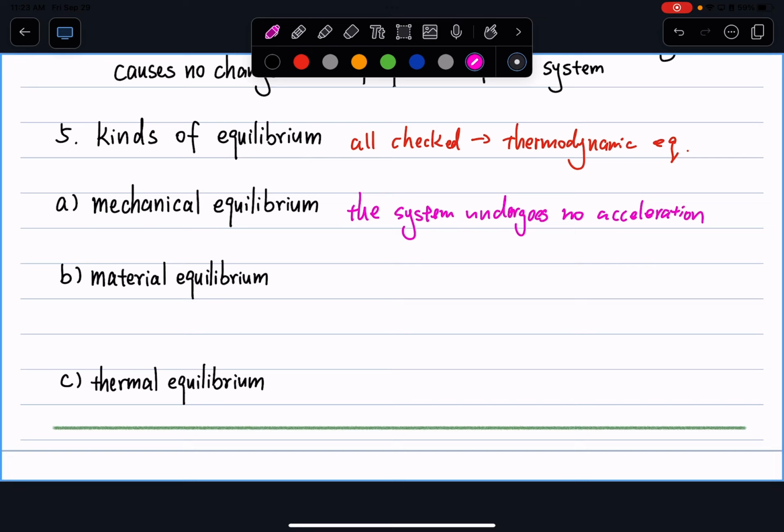The second one being material equilibrium. So material equilibrium, judging by its name, is talking about the materials being in equilibrium with each other. It means we're not having any chemical reaction going on. We do not have any transfer of matter.